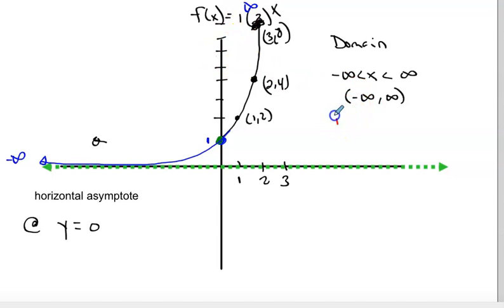And then my range. What's the range of this function? Well, how low does this graph go? It almost gets to 0, but never touches 0. So your y values are greater than 0, never touching 0. And how high does this graph go? It's going to shoot up to infinity, so all the way up to positive infinity. And the other notation is 0 to infinity, both with parentheses.